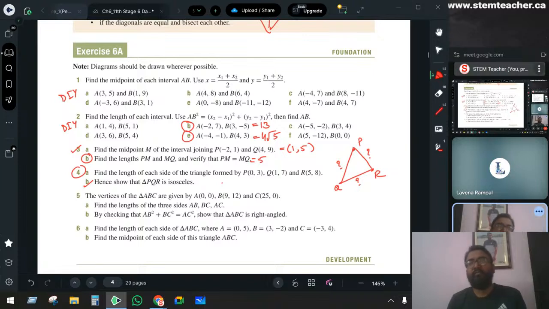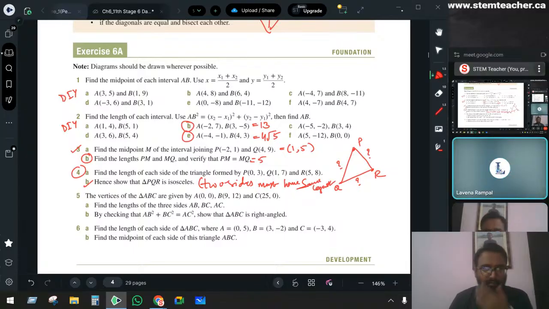What is meant by isosceles? Is it where two sides are the same? Yeah, two sides are the same. It means when you evaluate PQ, QR, and RP, two sides must be the same. Two sides must have the same length. Okay, yep, you can do that.